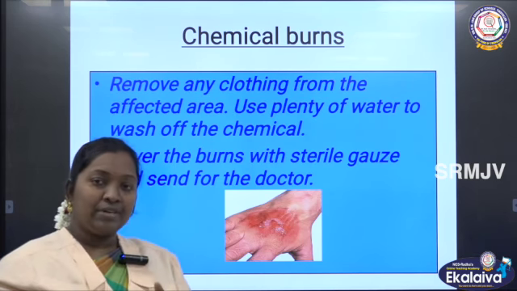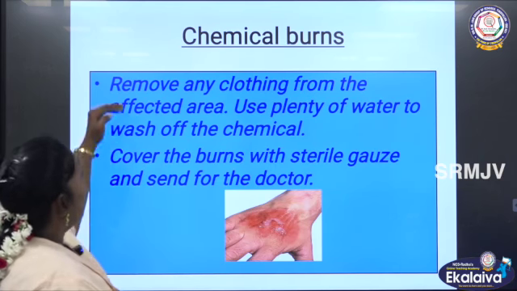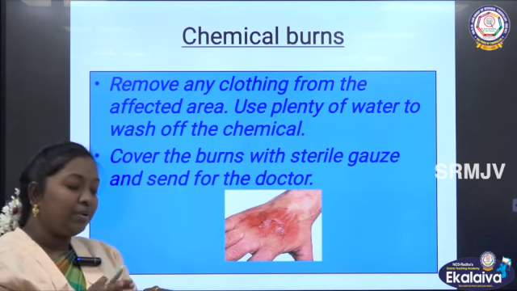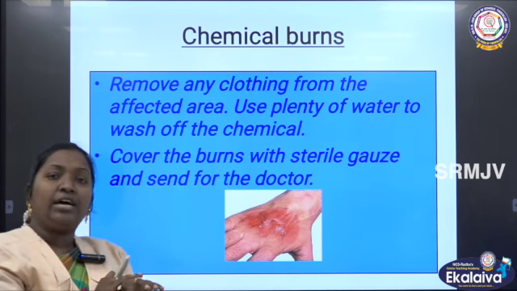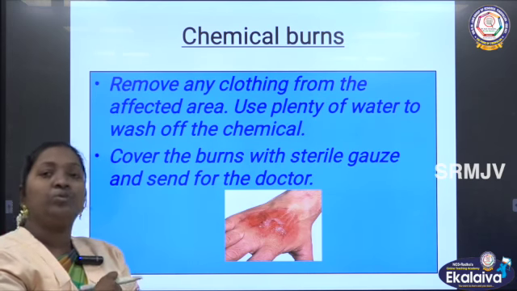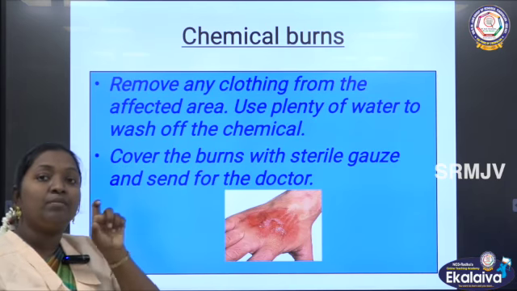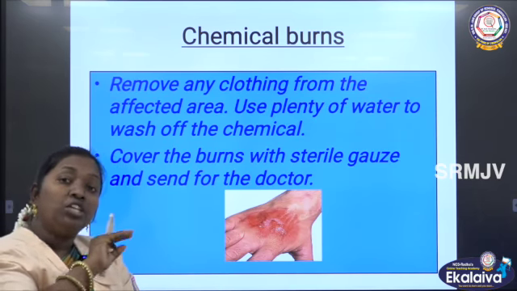So when burns happen through a chemical, how can we treat the person? First, remove any clothing from the affected area. For example, if I pour a chemical and any clothes touch the burnt place, you should remove the clothes. Then use plenty of water, since chemical burns spread easily through the skin and we have to wash out the chemical.